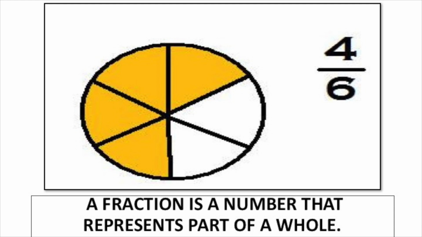4 over 6, yes. This is what we've learned already. This is a proper fraction because the top number is less than the bottom number. 4 over 6. And the 4 is represented by the yellow segments. But the total number of parts, yellow and white, is 6.